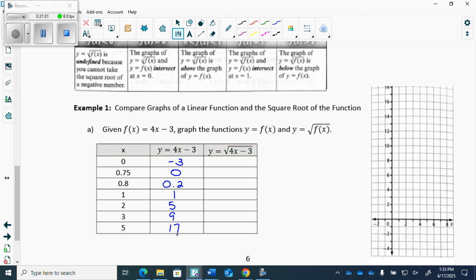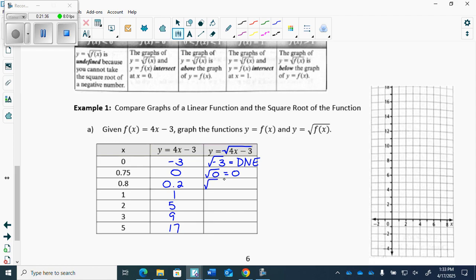All right. Then we do the square root of 4x minus 3. So what are we doing? We're taking the answer from 4x minus 3 and we're just square rooting it, correct? So what's the square root of negative 3? Does not exist. You can't take the square root of a negative number, correct? So the very first y that's going to exist is when y equals 0, because we can take square root of zeros and we can take square roots of positive numbers. So the square root of 0 equals 0.